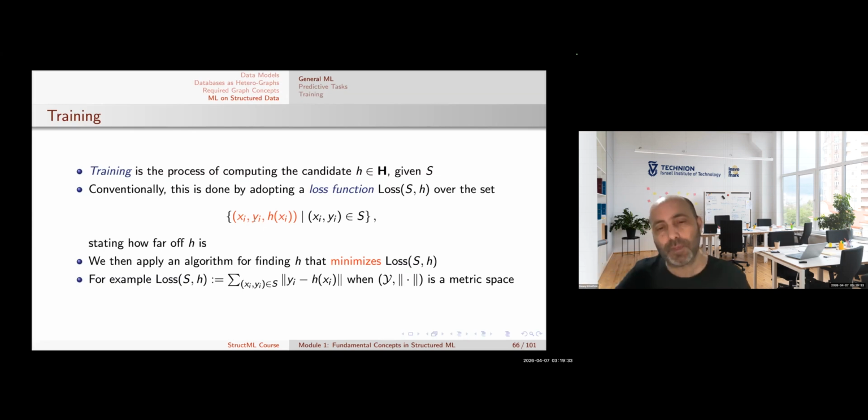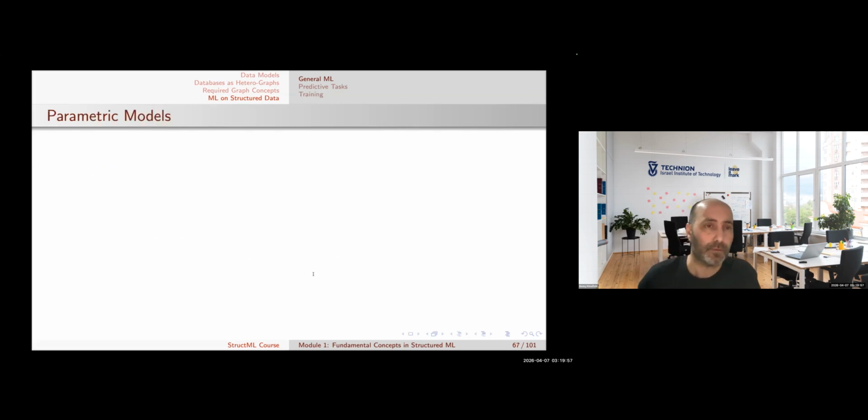Okay, so the loss can be, for example, go over all of the examples and for each one take a difference between the real yi and what H predicts. And if this is in some norm space or a metric space, you get a number. Okay, you get some measure on how far H is from S.